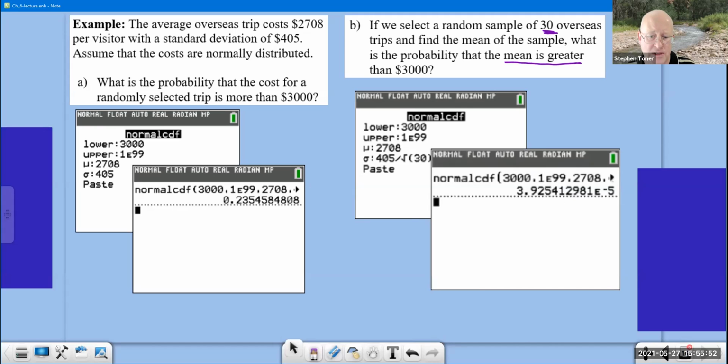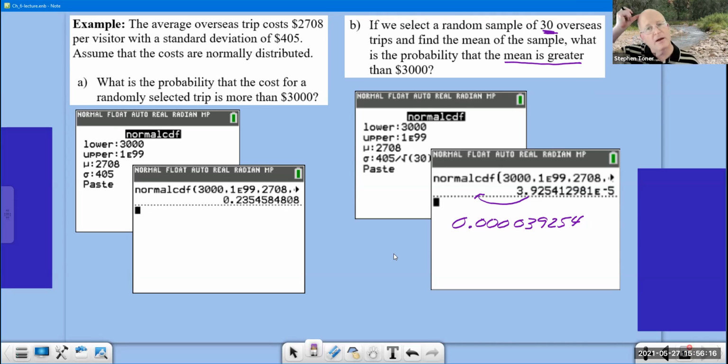And notice that this one is going into scientific notation. Remember that that E-5 means move that decimal 5 places to the left. So we really get 0.0000 39254, which is a very small probability.